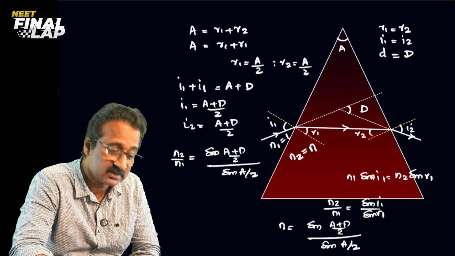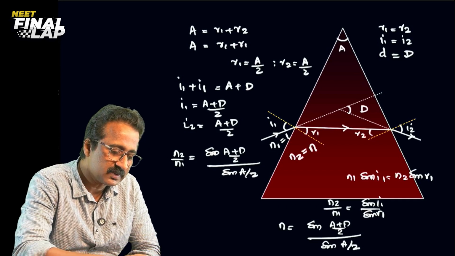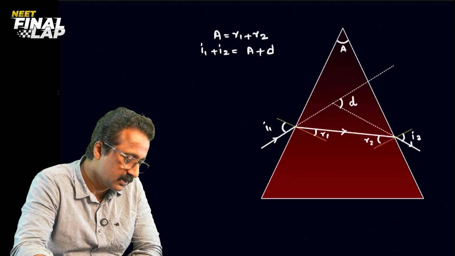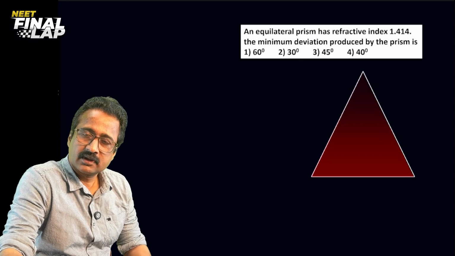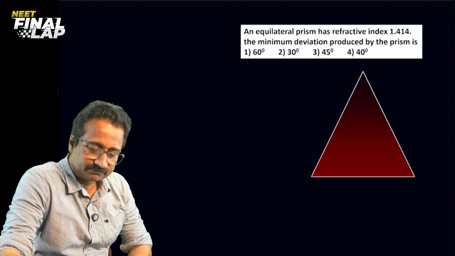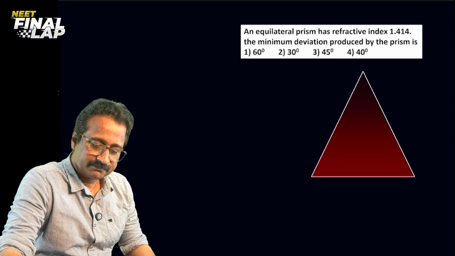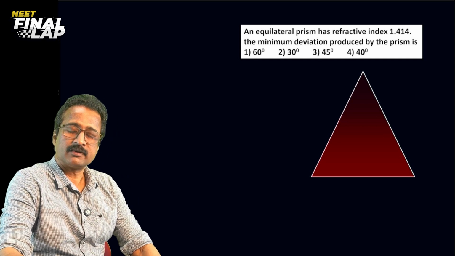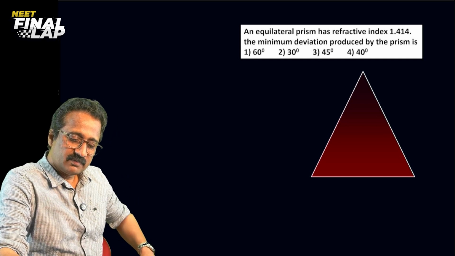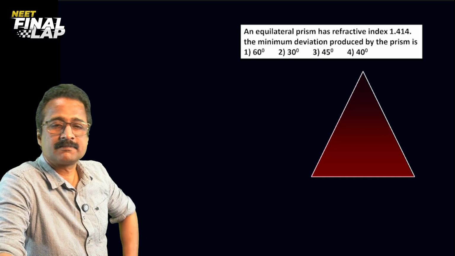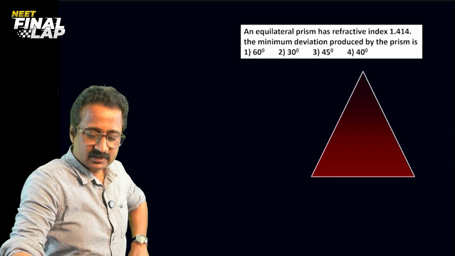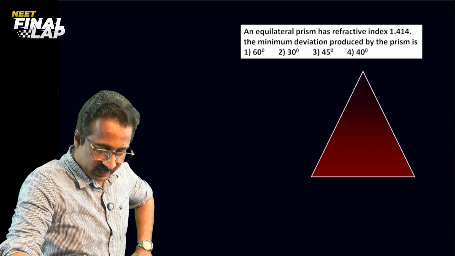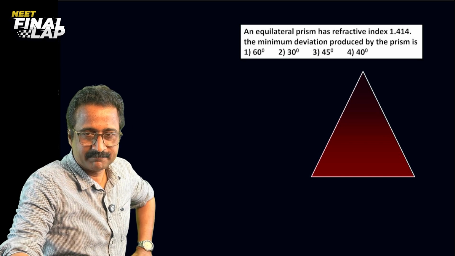So prism is a very important device. You must be aware of all the expressions I described here. Let's take a few numerical questions on prism now. Here is my first question on prism. An equilateral prism has a refractive index of 1.414. The minimum deviation produced by the prism is. They're asking us what is the minimum deviation when a light ray passes through the prism.